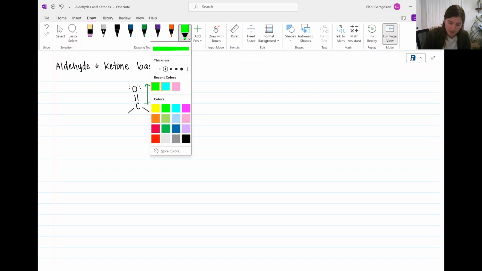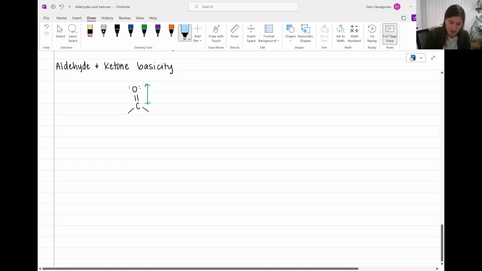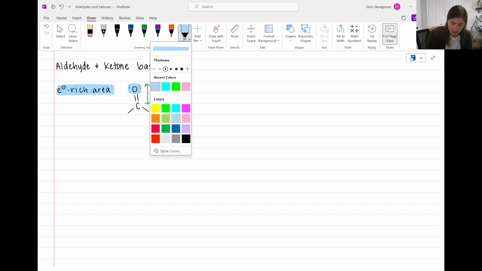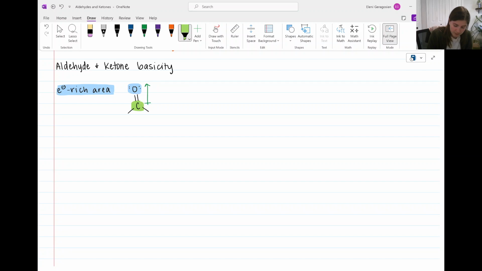This can be described as both an electron-rich area, where the oxygen is an electron-rich area, and then where we have the carbon, with electron density being pulled away from the carbon by the oxygen, we have an electron deficient area.